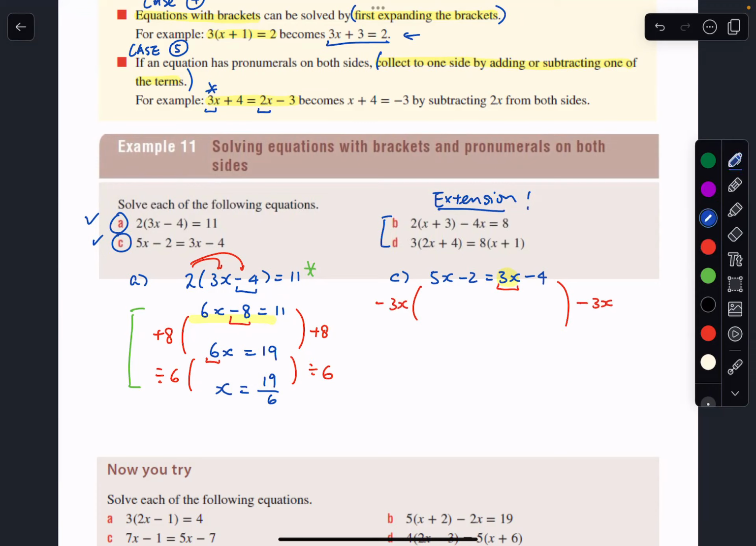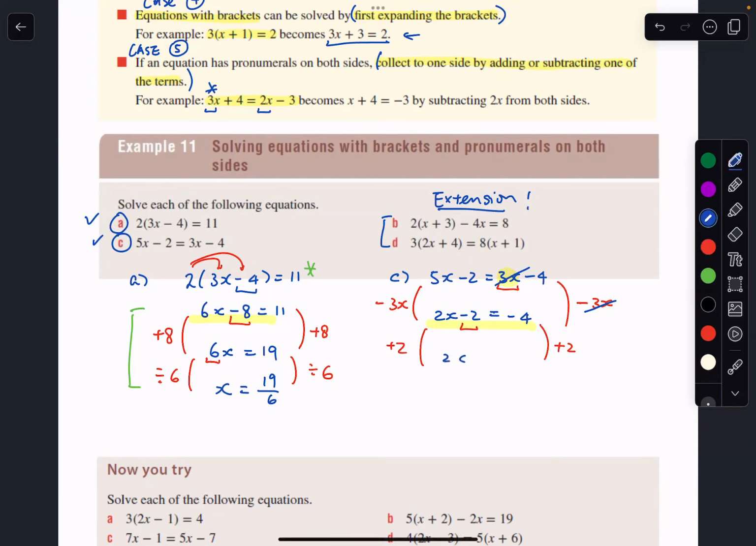On the left-hand side, we have 5x minus 3x, which is 2x, and then we have a minus 2. On the right-hand side, 3x and minus 3x can be cancelled, so it becomes 0. 3x minus 3x is just 0, and then we have a minus 4. Now after we've done this, you can see again it's case 1. So now we can get rid of the plus or minus by doing the inverse operation again.